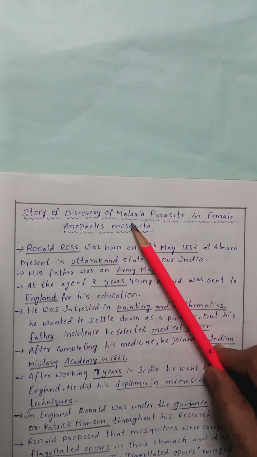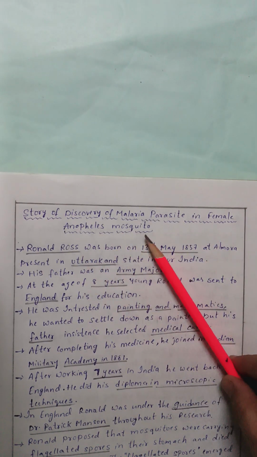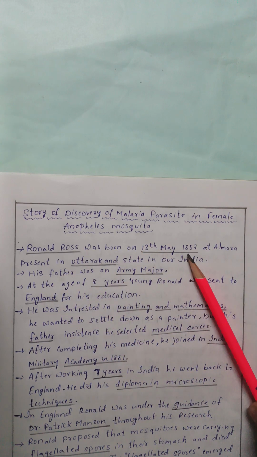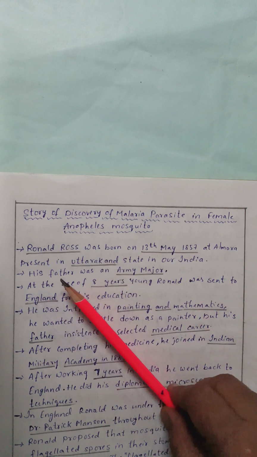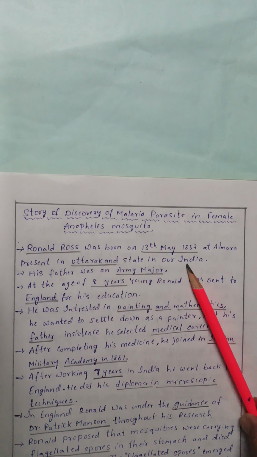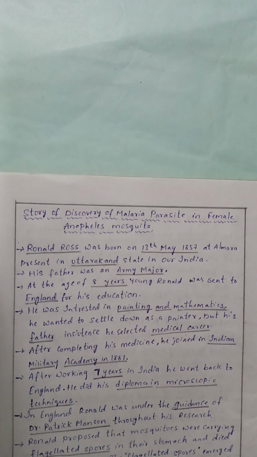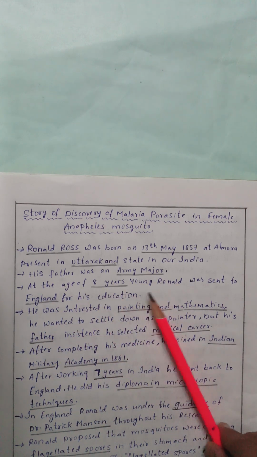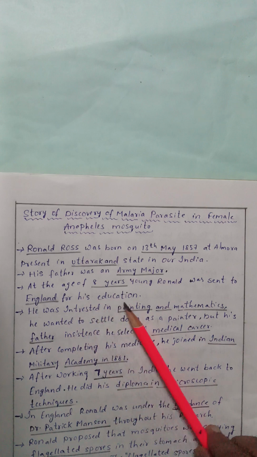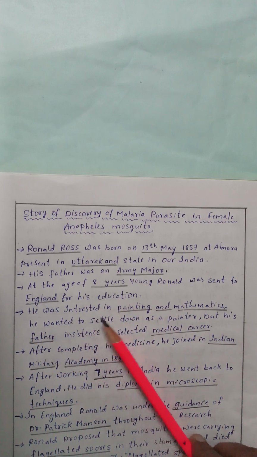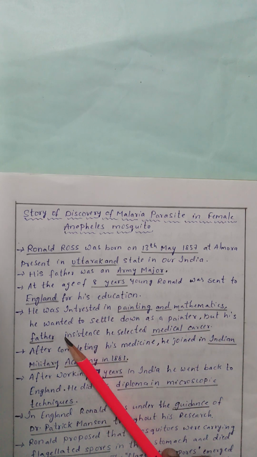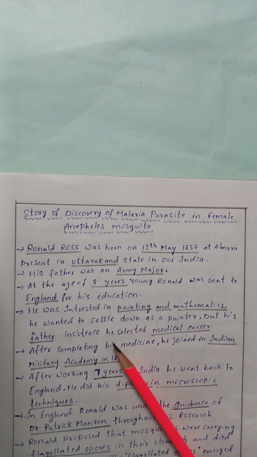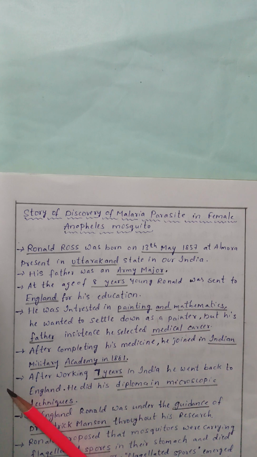Story of discovery of malaria parasites in female Anopheles mosquito. Ronald Ross was born on 13th May 1857 at Almora, present in Uttarakhand state in our India. His father was an army major. At the age of 8 years, young Ronald was sent to England for his education. He was interested in painting and mathematics. He wanted to settle down as a painter, but his father insisted he select a medical career.